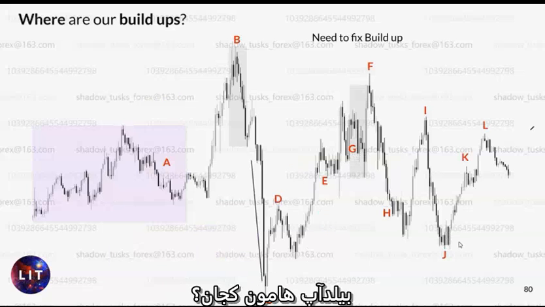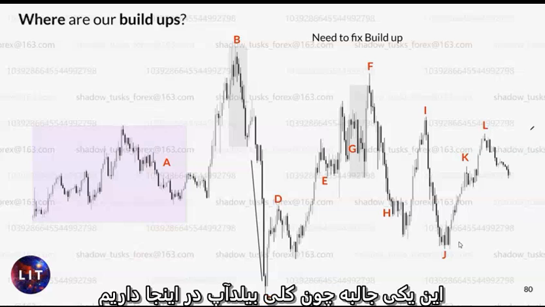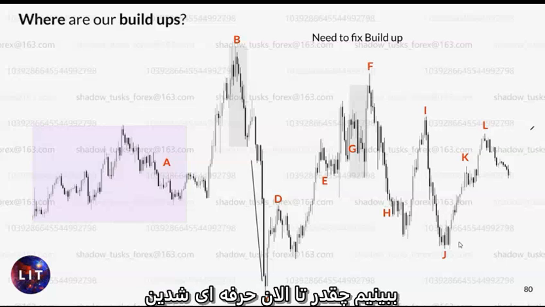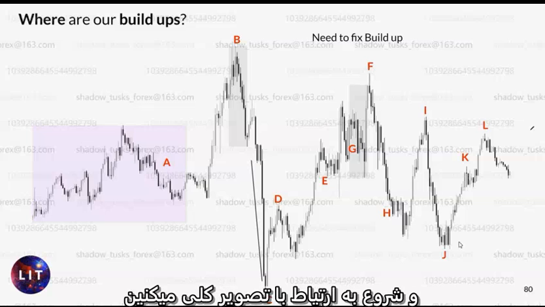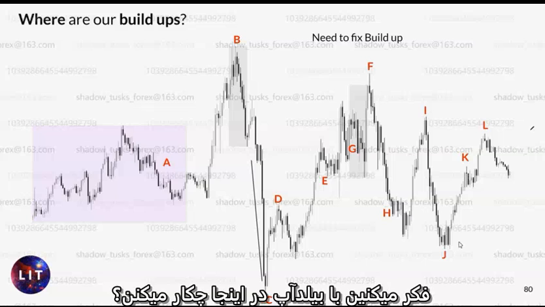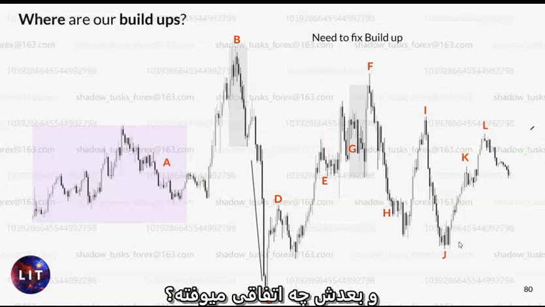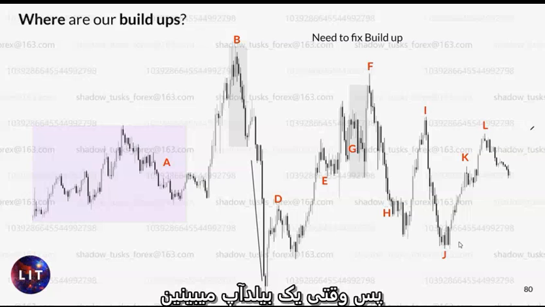Where are our build-ups? That's one interesting one because we have a lot of build-ups in here. Let's see how advanced you are. It's definitely not only one. And now really see the details and start connecting the overall picture. Think what they're doing with a build-up and what comes after, a significant event. So if you see a build-up, already know what should come next.